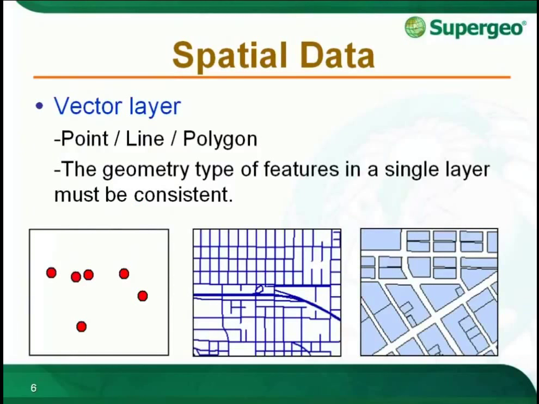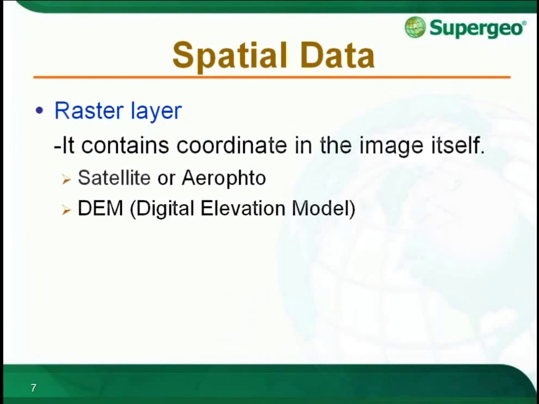Vector models are useful for representing the world by points, lines, and polygons. Be noted that each layer must be consistent in the type of features. Raster is an image storage. It stores data by cell and makes it easy to visualize and describe continuous fields.